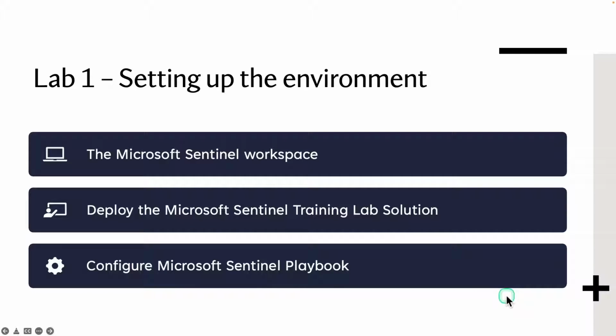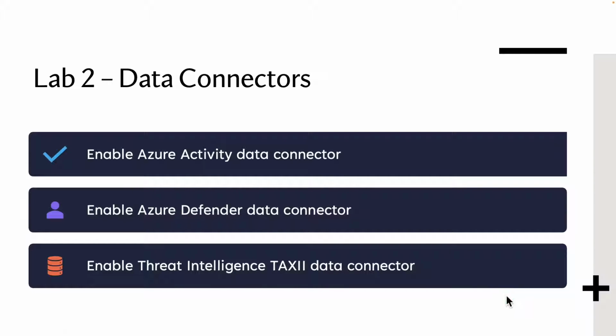Now that we have completed lab 1, let's go to lab 2. In this lab exercise, we are going to learn how to enable data connectors in Microsoft Sentinel to bring alerts and other telemetry from different sources. First exercise is we are going to enable Azure Activity Data Connector. So let's go and do that.